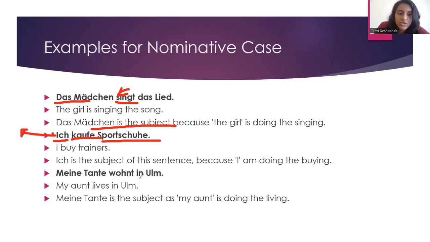Meine Tante wohnt in Ulm. So my aunt lives in Ulm. Meine Tante is the subject over here. Why? Because the aunt is doing the action, the living part. And the verb wohnt here is conjugated for meine Tante. Wohnt is the verb. So I hope this case is clear. Let us go and see the accusative case, so we'll understand the nominative case even better.